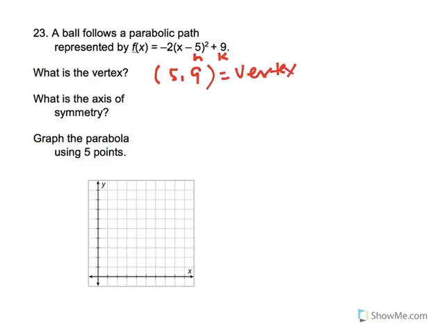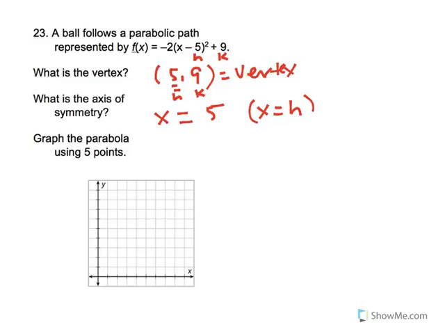And part 2 says, what is the axis of symmetry? Usually when an equation is already in vertex form, the AOS, or the axis of symmetry, is given by the h, which is the first number. So that's h, that's k. The vertical line is the axis of symmetry, and it's given in the form of the equation x equals h. So this is following the x equals h format, so x equals 5, which is a vertical line. So we can go ahead and draw the last part, which is the graph.